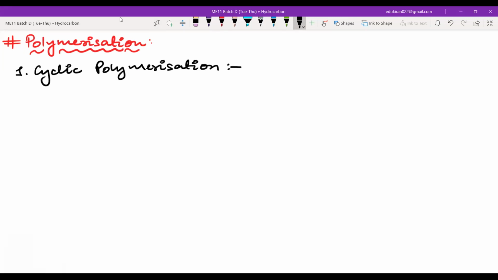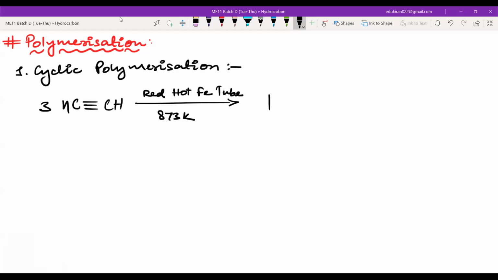Cyclic polymerization. So please look, first of all, how does this happen? In cyclic polymerization, you will take ethyne molecules and pass them through a red hot iron tube at a very high temperature. So the molecule that we want is ethyne, 3 moles of ethyne. So in a simple reaction you first write 3 molecules of CH triple bond CH, and you just have to heat this: red hot Fe tube at 873 Kelvin, and you will be forming benzene.